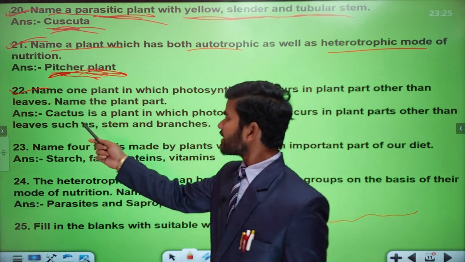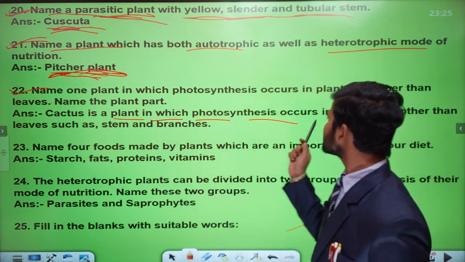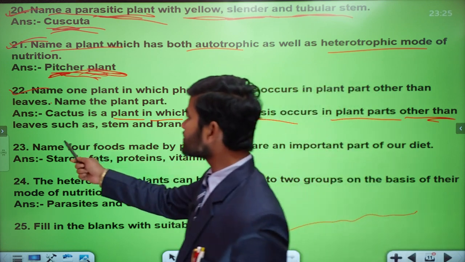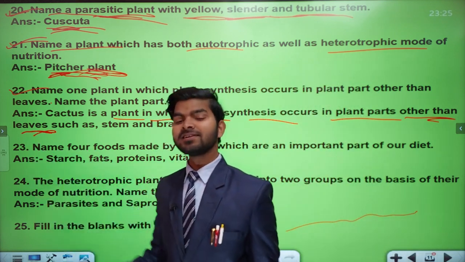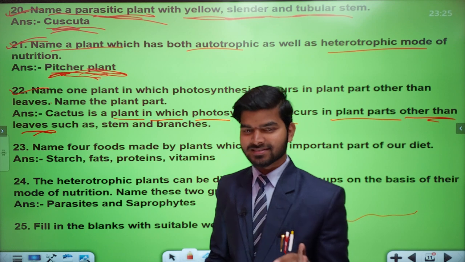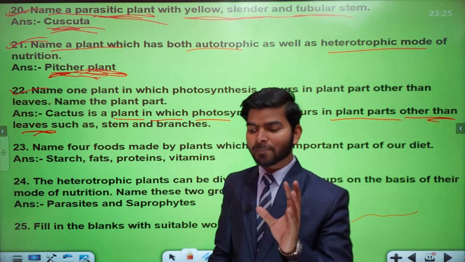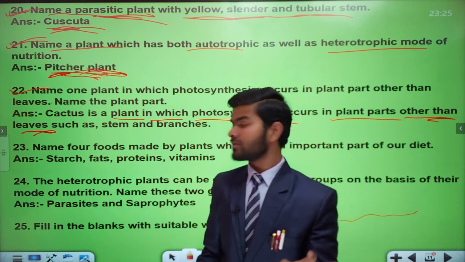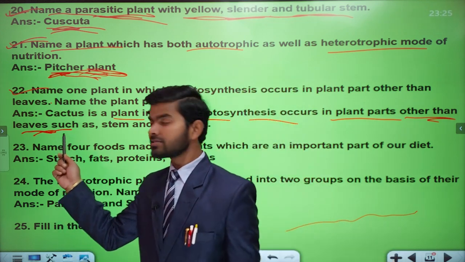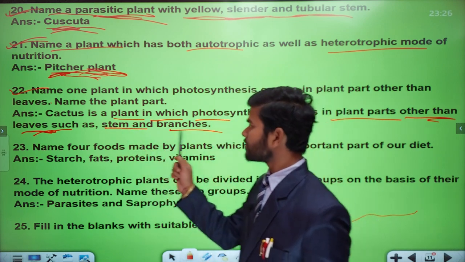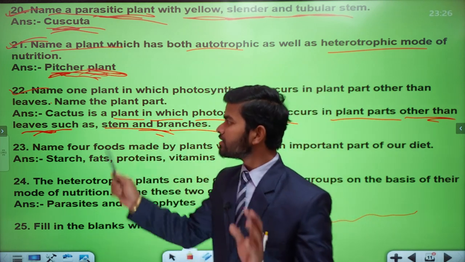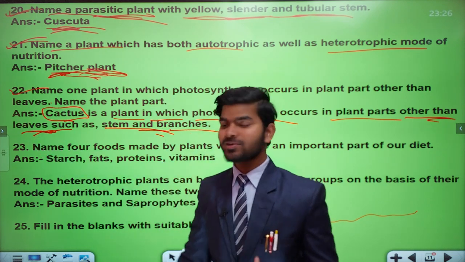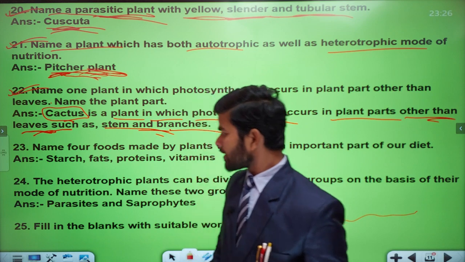I have written here: cactus is a plant in which photosynthesis occurs in plant parts other than leaves. Other than leaves. That doesn't mean leaves cannot do photosynthesis, leaves can do it. But not only leaves, other parts of the plant can also do photosynthesis. That is, the stem and the branches can also do photosynthesis in which plant? So that is the cactus plant. All right, in this way we have learned question number 22. All clear? All clear.